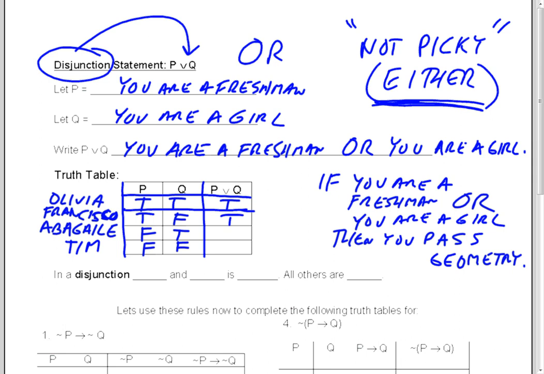Abigail, does she pass? Yep. Not the first one, but the second condition. Tim, you're never going to pass. That's just the way it works out. We want to look at the exception. The exception here is the false instance. That results in a false. All others are true in this case.